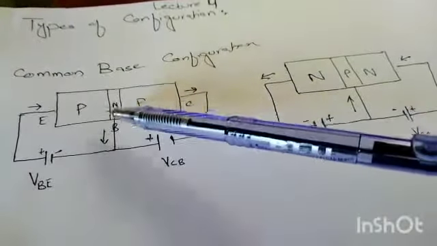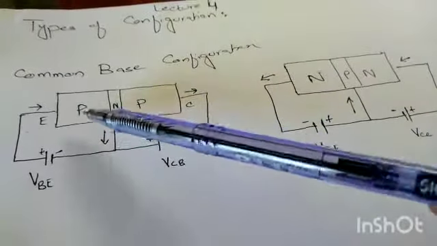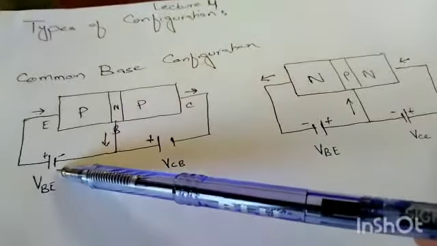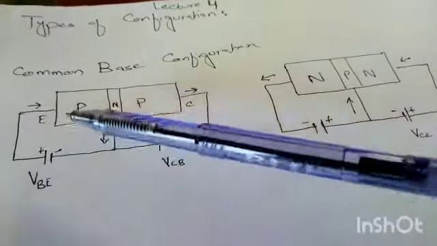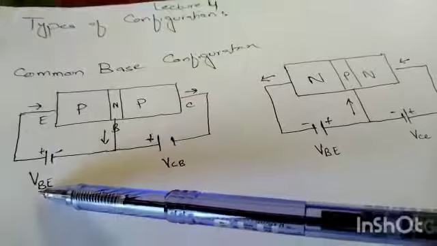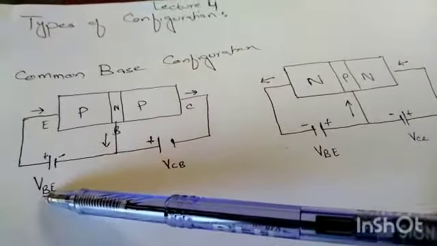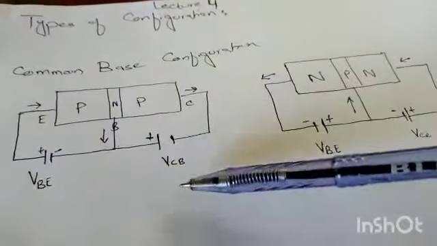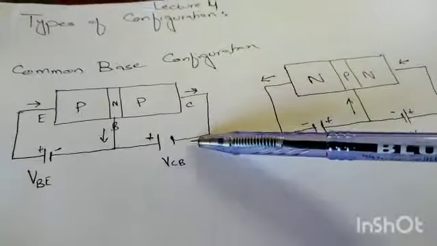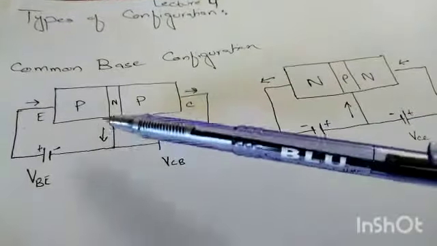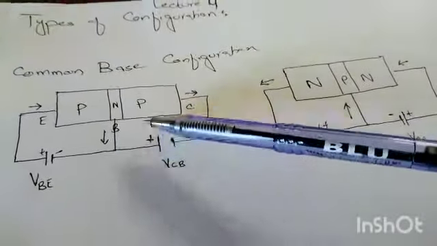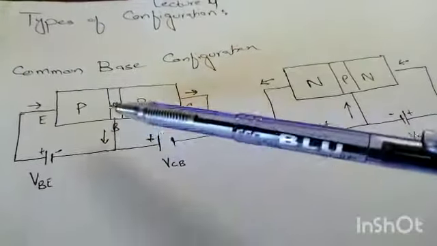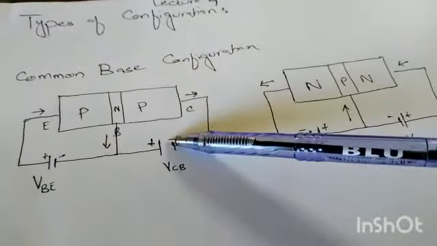Now let's use it as an amplifier. So we apply input voltage across the base and emitter. This voltage you call base emitter voltage, and we take the output voltage across base and collector. Now we use base as a common terminal in input as well as in output.